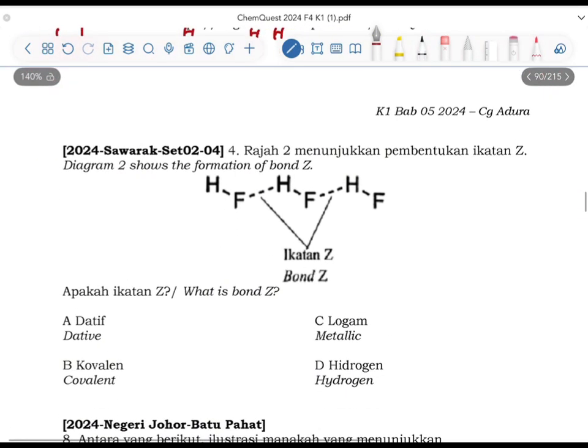Next, diagram 2 shows the formation of bond Z. We can see that this H is bonded to F, which is an electronegative atom. So this is a hydrogen bond.